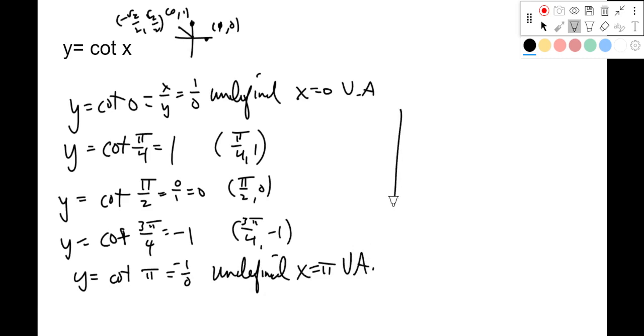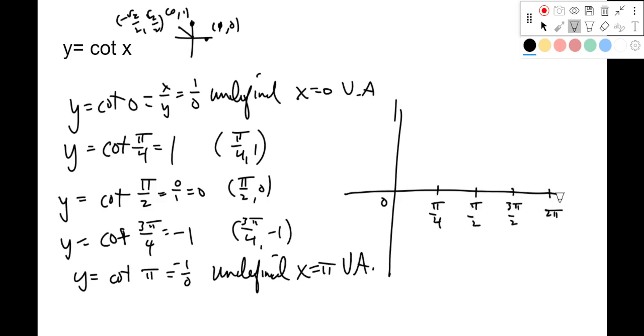So if I go ahead and make my graph, we're starting on 0. Here, let's keep going. We got pi over 4, pi over 2, 3 pi over 4, pi. So let me graph my asymptote here on 0. At pi over 4, I'm at 1. Coming up here. Pi over 2, I'm at 0. 3 pi over 4, I'm at negative 1. And then at pi, I'm back on an asymptote.